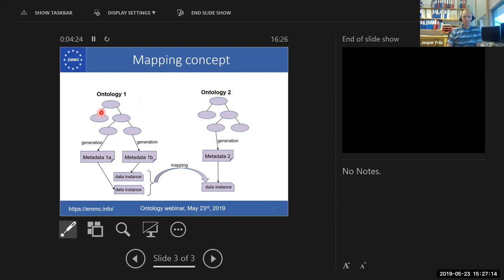So we have ontology one, and from the different classes in ontology one, we can generate or create metadata that corresponds to that. This metadata is really semantically well defined via the ontology. This metadata could, for instance, be a class in Python or C, or it could be a struct in C++.